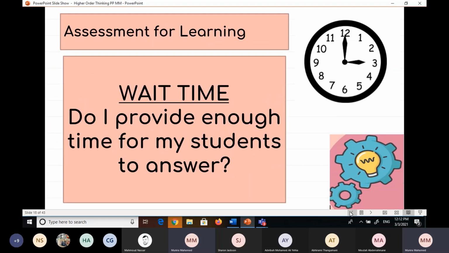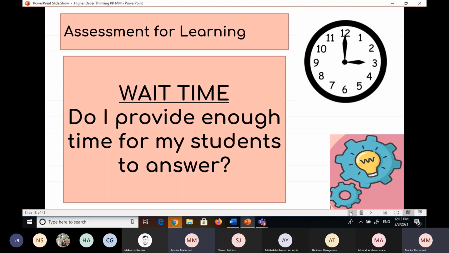Assessment for learning and wait time, like I said. Do we provide enough time for our students to answer? Now, this is something that a lot of us are guilty of. We often ask many questions in class, and most of the time we don't give them the full chance to answer because basically there's no time in our curriculum. We don't have time to fit those little moments in. So we either ask them and expect a quick answer, and many times when they don't answer, we just feed back the question or the answers for them, which is something that we need to change.